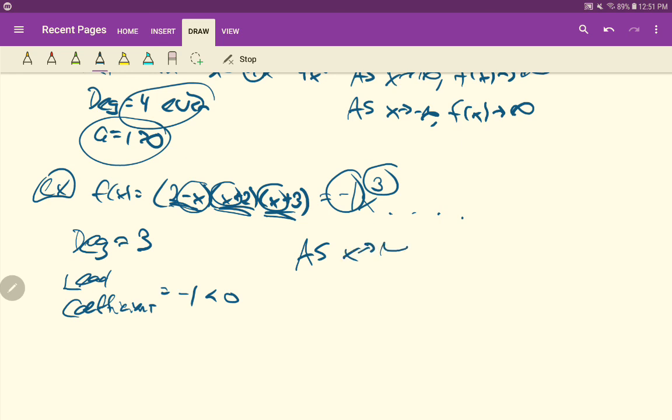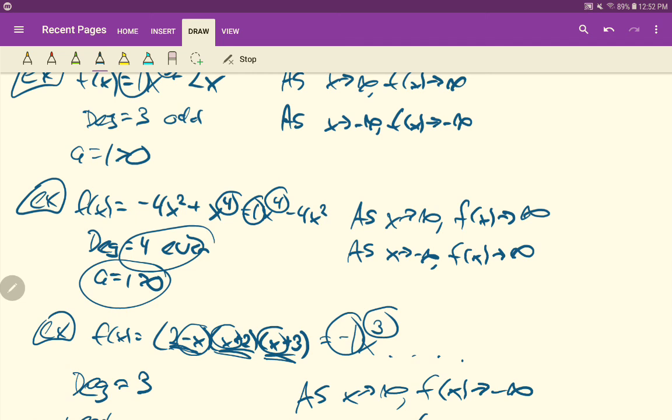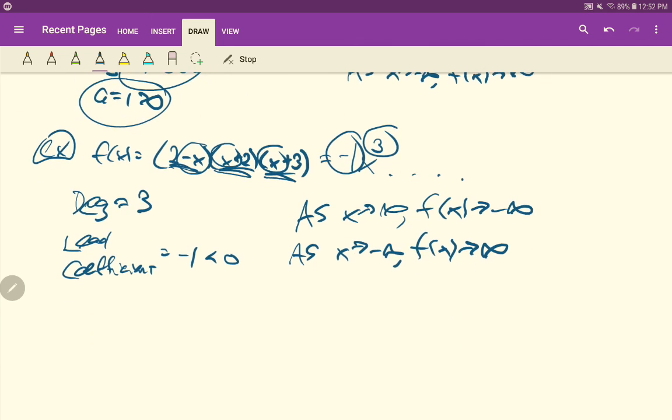As x approaches infinity, f of x will approach negative infinity. As x approaches negative infinity, f of x will approach infinity. Okay, so this is all I want you guys to do for today. You can also check your answers using your graphing calculator. If you just graph either of these, this function right here or this function right here on your graphing calculators, you can see what they look like to check your end behavior results.